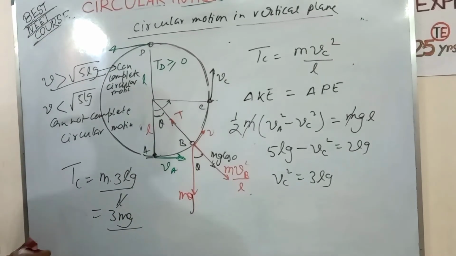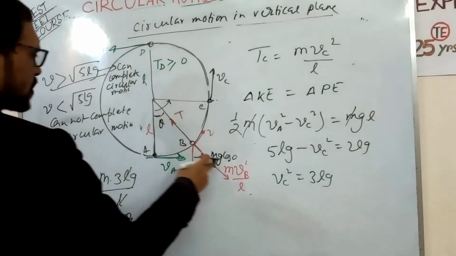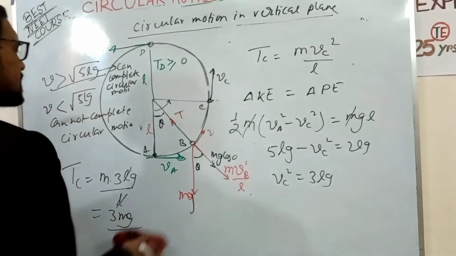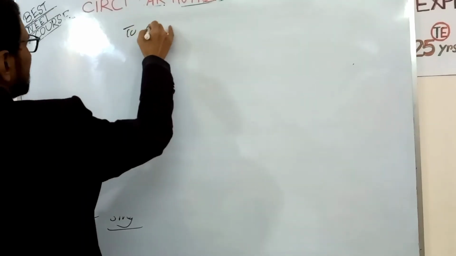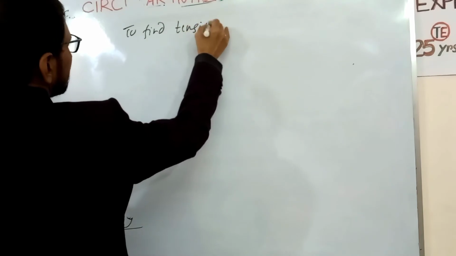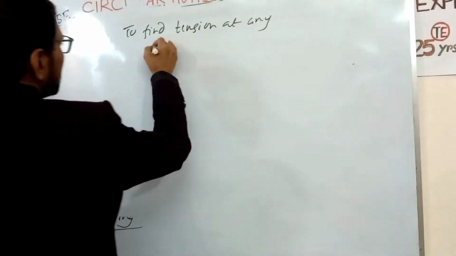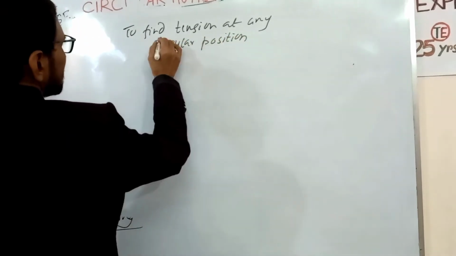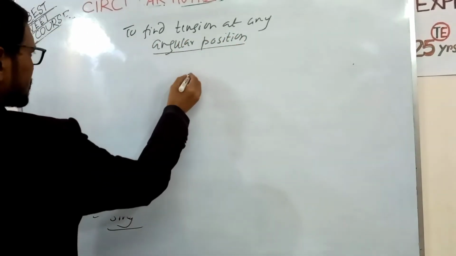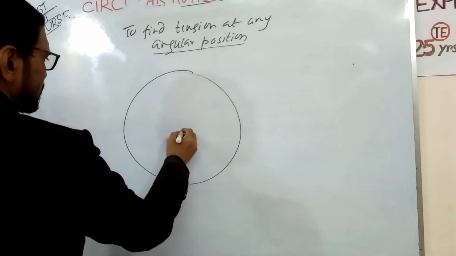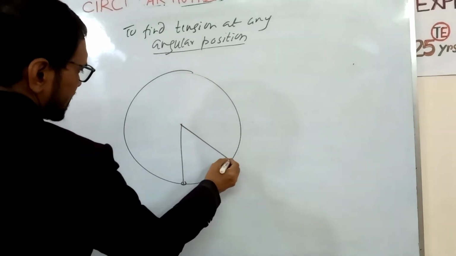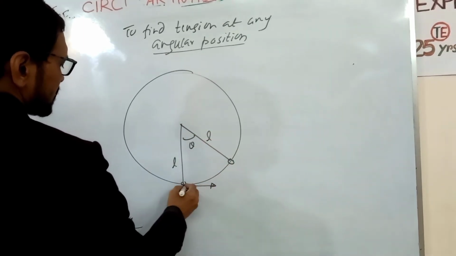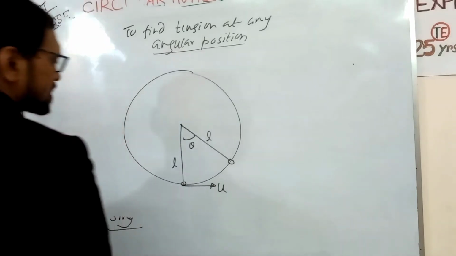Now we find the tension at any angular position. Suppose for this circle we have to find the tension at this angle theta. If the length is L and the velocity at the lowest point is u, what is the tension at that point?